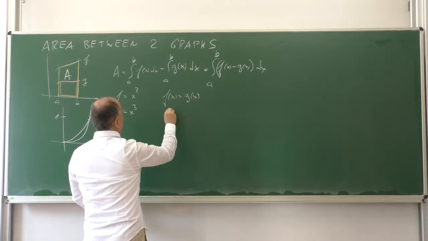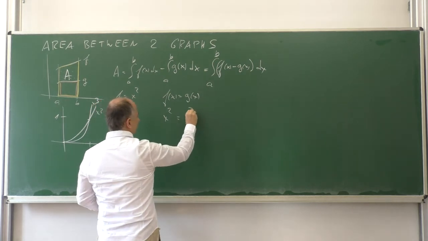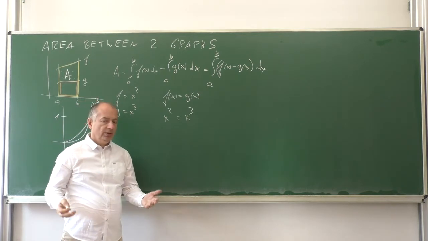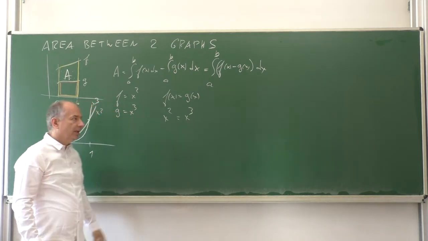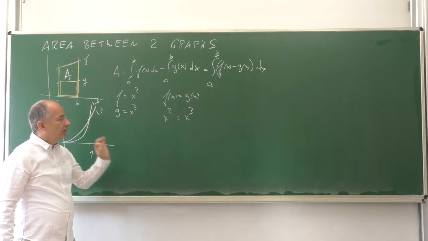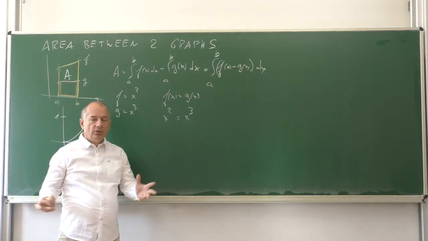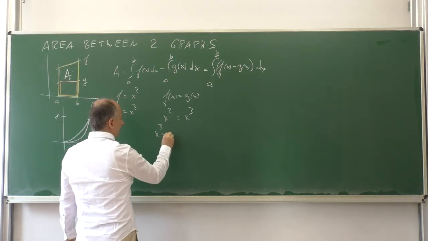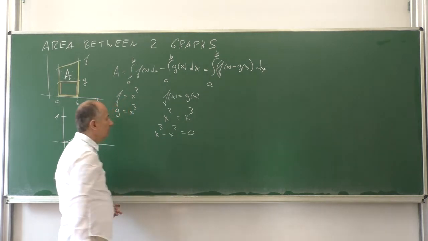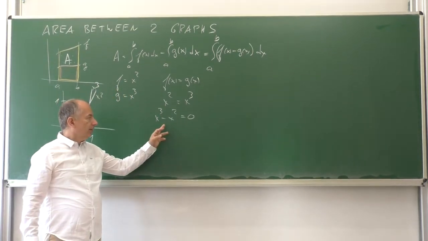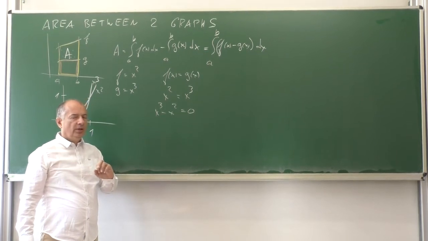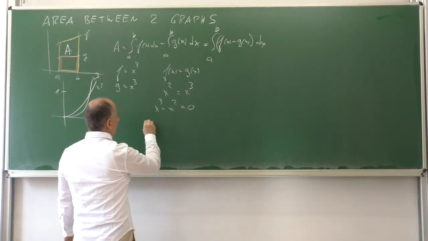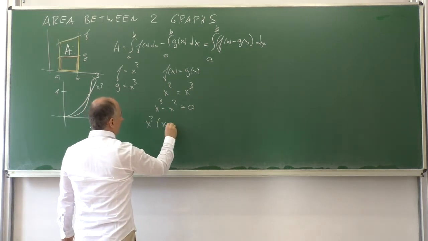F is x squared and g is x cubed. Once again, this equation is so simple that we can easily guess the solution without any computation. But let us see how we should proceed if it is not so easy, if it is not obvious. We can consider the difference, and it's usually easier to work with products than difference. So we factor out x squared, and we have x minus 1.